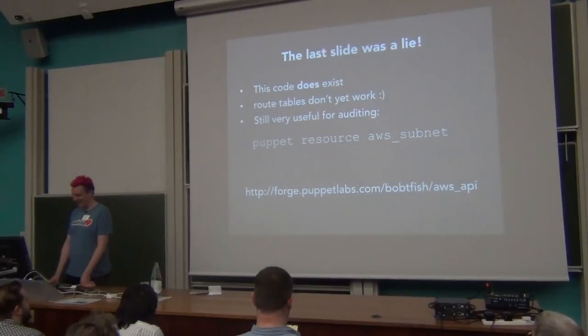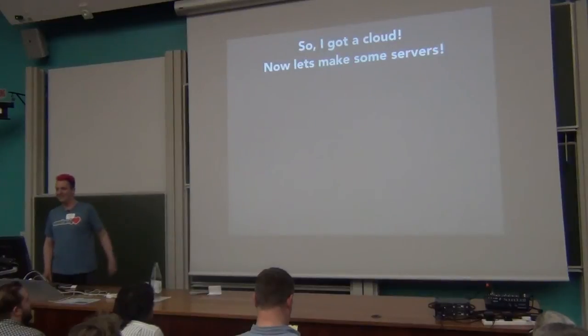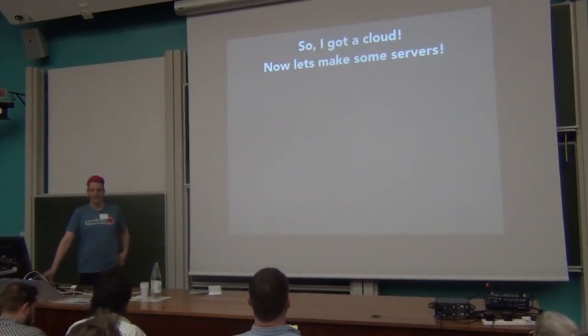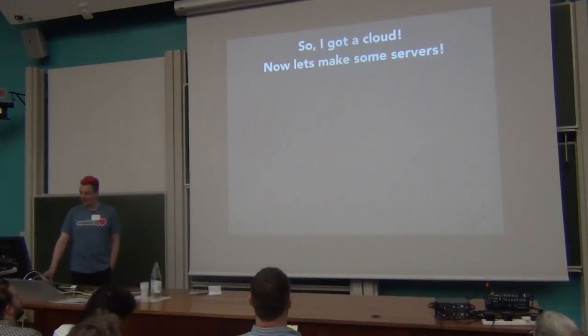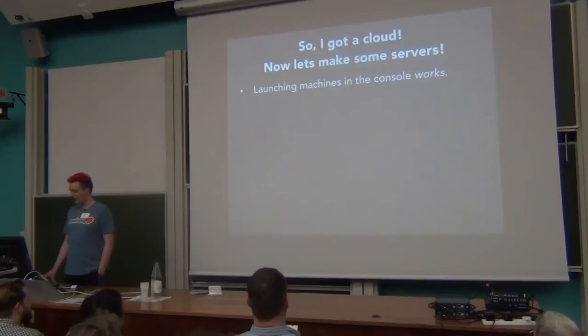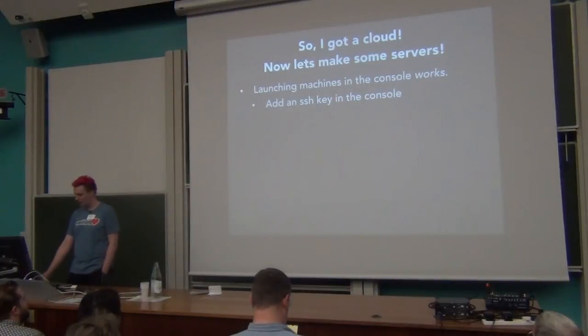Okay, so it's a thing. So cool. Now, I go to cloud, whether you click through a console or whether you use my crazy alpha quality code. Let's make some servers. So, cool. You log into the Amazon console, and you click the launch machine button, and you click the add my SSH key button, and that's so cool.